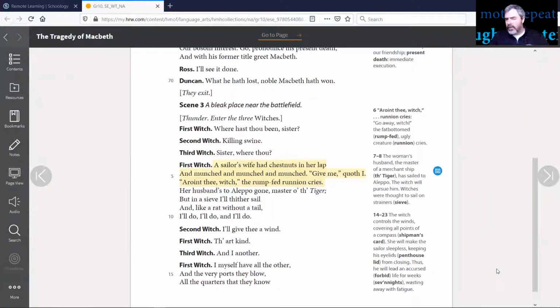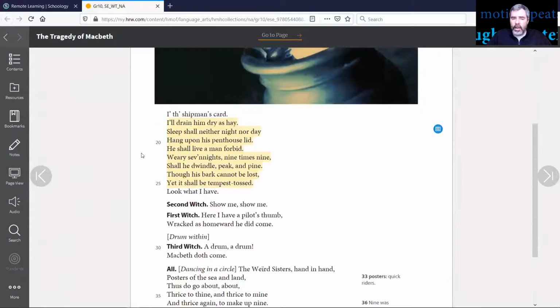And that's where they talk about fair and foul. In this particular case, the first witch talks about how she's near this sailor's wife, who is eating chestnuts. The witch wants some chestnuts, and the sailor's wife says, "No, you're a witch, go away." So the witch is enraged here, right? And so what does she do? Well, when we take a look here in Act 1, let me bring up the note for you so you can better see it.